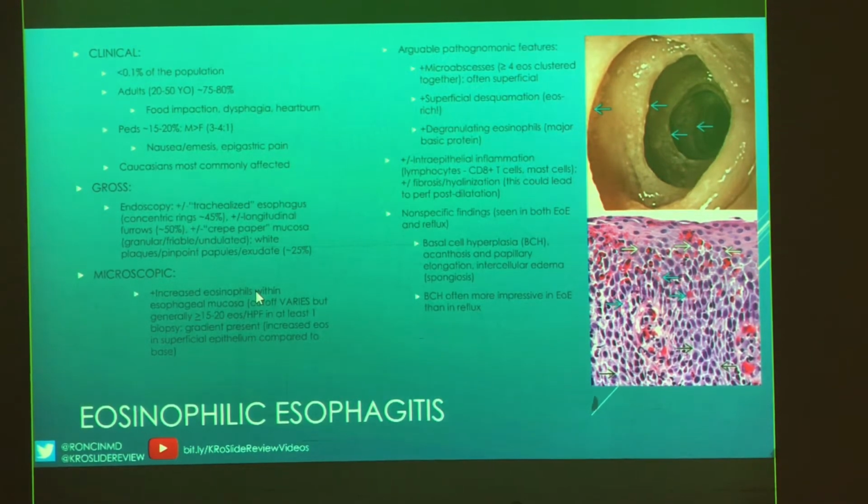Some things that you could see is, well, it's inflammatory, right? So you could see a lot of lymphocytes, and if you do see them, they're going to be CD8 T cells. You can also see mast cells. Depending on how long this has been going on, you could see fibrosis or hyalinization. So also think about that if you have trachealization or if the patient has to undergo dilation of the esophagus.